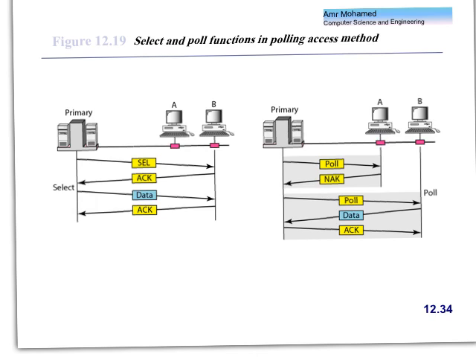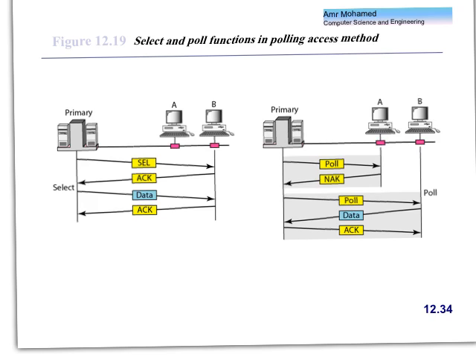If I want you to send data for me, then maybe you don't have data for me. In that case, you will say negative acknowledgement: I don't have anything for you. So I asked you, you don't have data for me. Next time, after some time, I will send another poll signal. And this time, if you have data for me, you will send me the data directly. Once you send me the data, I will send you the acknowledgement.